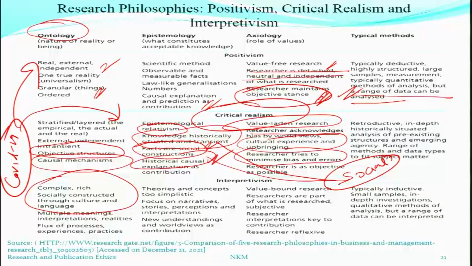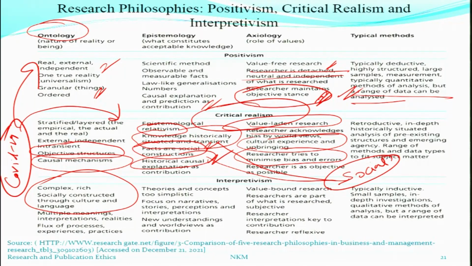So now let's talk about the third major research philosophy, which is interpretivism. So in interpretivism, as I told you, it's really very complex. Okay, it's a rich, socially constructed through culture and language. Interpretivism takes on different societies, different cultures, different meanings, multi meanings also. So of course we can't have one universal, simple, objective, real structure, but we have multiple structures, multiple meanings, and multiple interpretations and realities, and we find the flux of process.